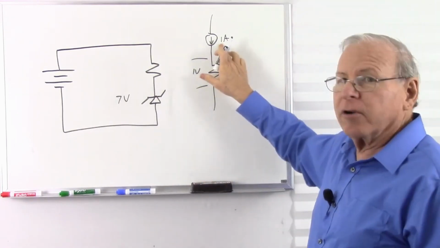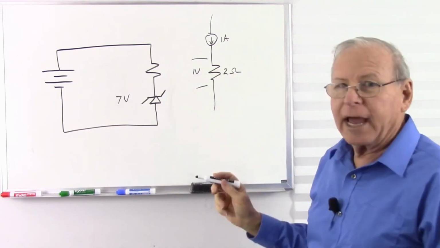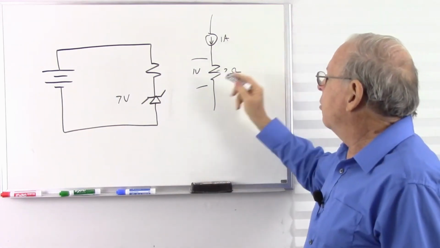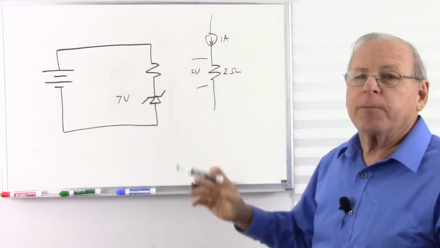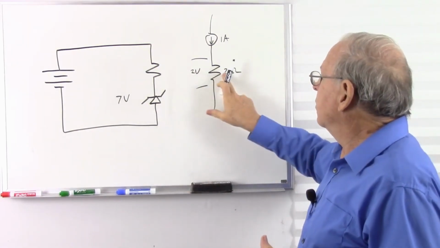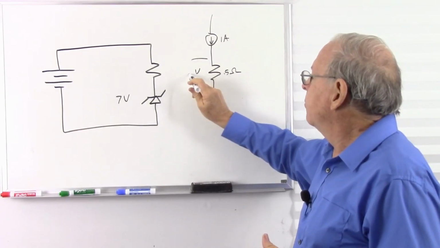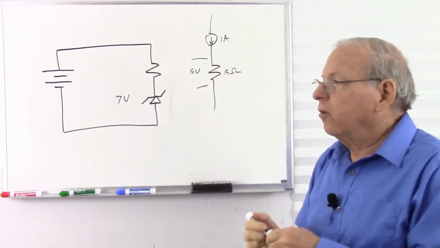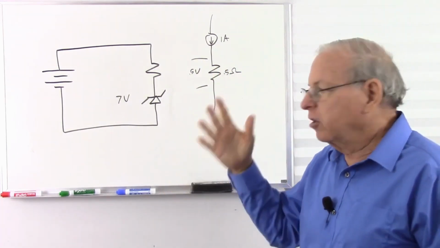Now, we're going to keep the current constant, and we're going to increase that resistance to 2 ohms. So what happens? 1 amp times 2 ohms gives us 2 volts. So if the resistance goes up, we get a higher voltage typically, all things being equal. Or if it goes low, let's say it's 0.5 ohms, we're going to get 0.5 volts. So higher resistance leads to higher voltage, lower resistance leads to lower voltage.